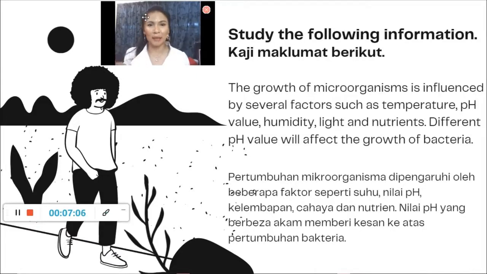Okay, so first part, study the following information. Now we go through the statement here. The growth of microorganism is influenced by several factors, such as temperature, pH value, humidity, light, and nutrients. Different pH value will affect the growth of bacteria.